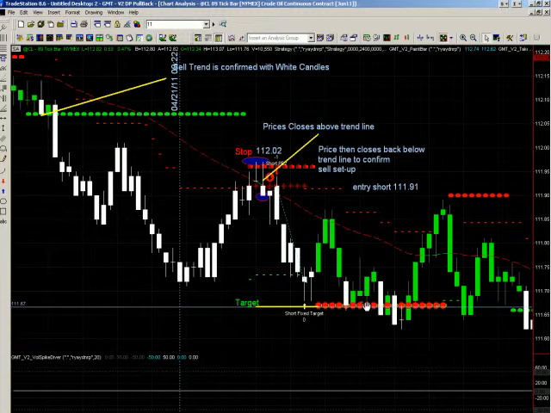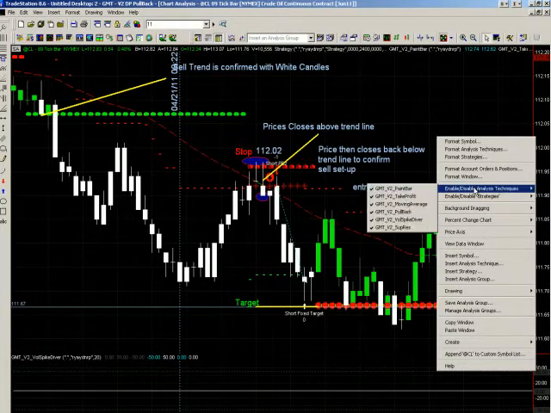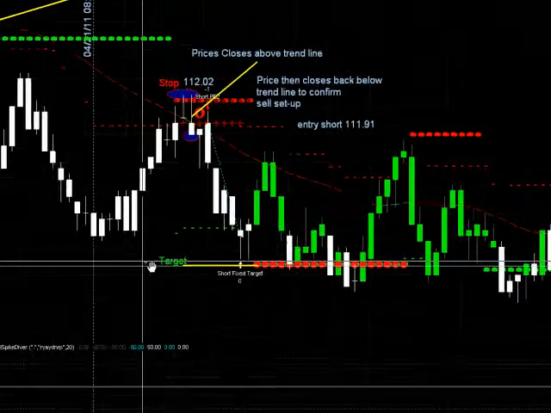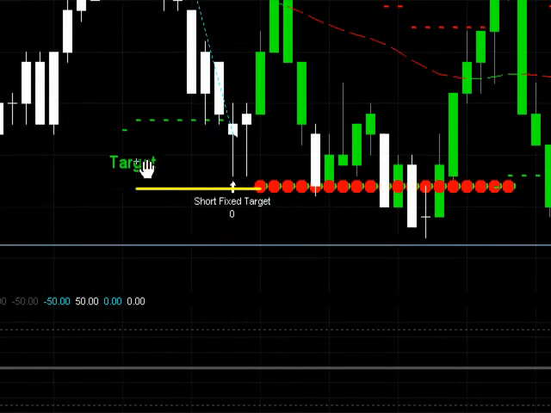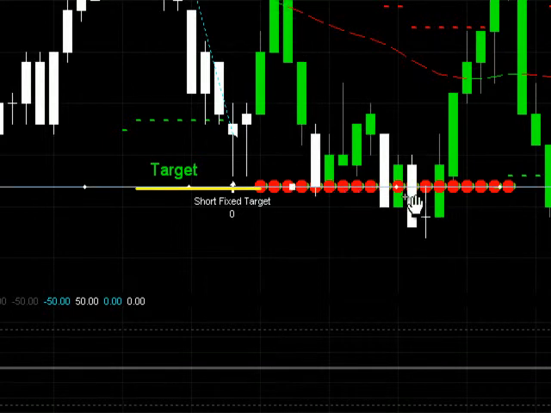Once you're in the trade, as price moves down, you'll start to get a confirmation of the target. Let me just remove the support and resistance I've got loaded up on this chart. It'll come up with that solid red dot. That'll be basically your target level, and for the purpose of this exercise, that's at 111.67, and you see price does eventually hit that.